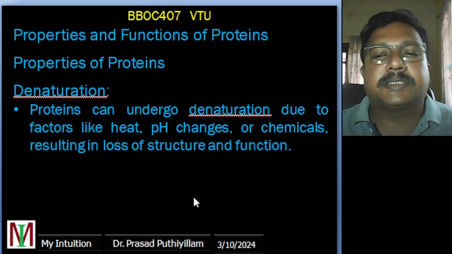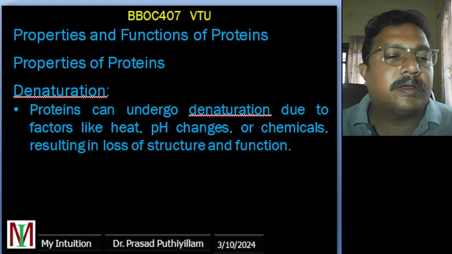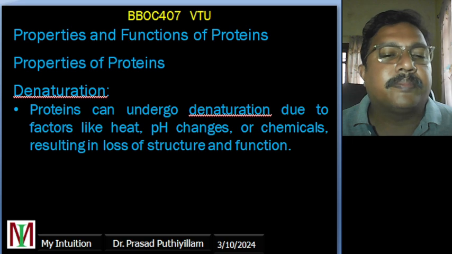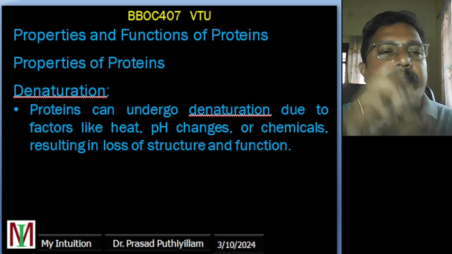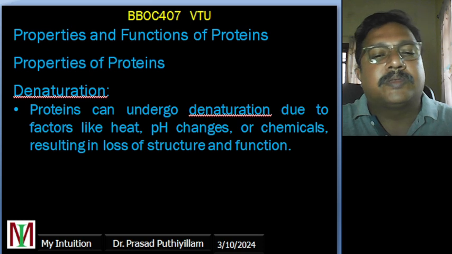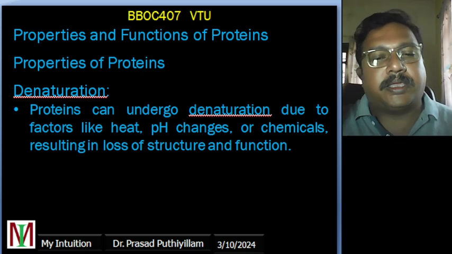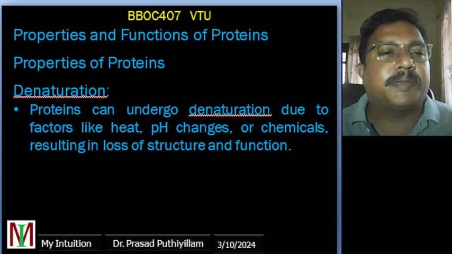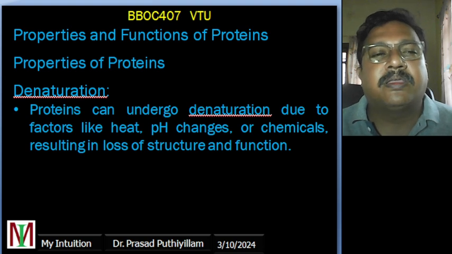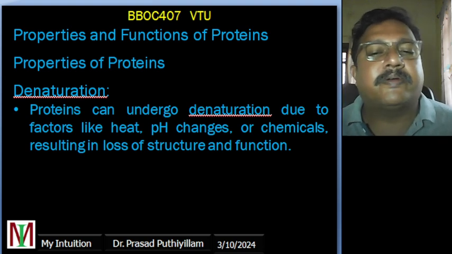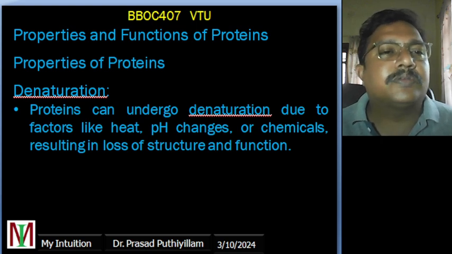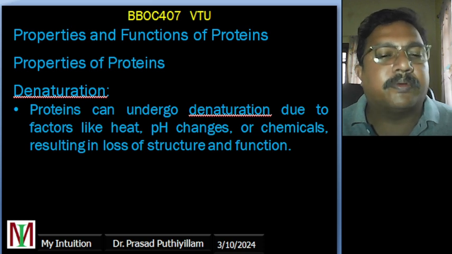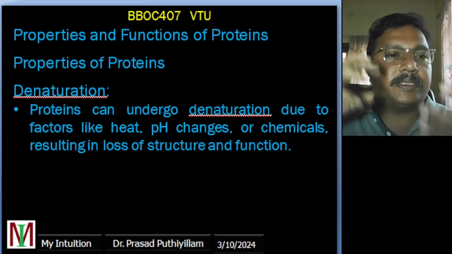Then next, denaturation. Proteins can undergo denaturation. Just think about a protein that we folded and made into an origami bird. If you crumble it, it destroys the shape and the properties, everything gets destroyed. In the same way, when the property of a protein is destroyed, we call it denaturation. When it loses its particular shape, it cannot function anymore.